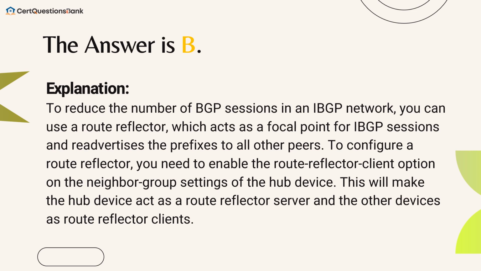To reduce the number of BGP sessions in an IBGP network, you can use a route reflector, which acts as a focal point for IBGP sessions and re-advertises the prefixes to all other peers. To configure a route reflector, you need to enable the route reflector client option on the neighbor group settings of the hub device. This will make the hub device act as a route reflector server and the other devices as route reflector clients.